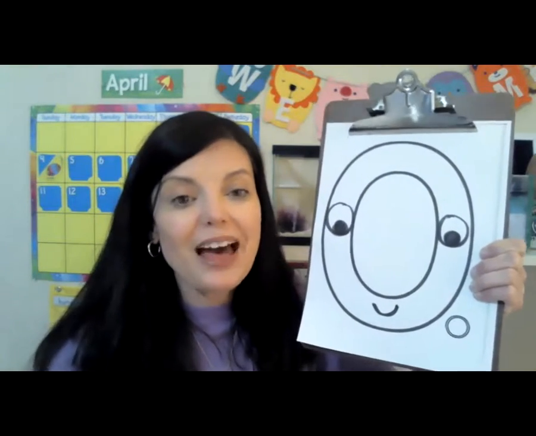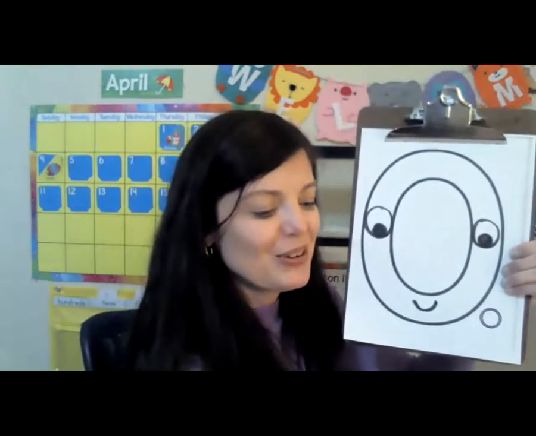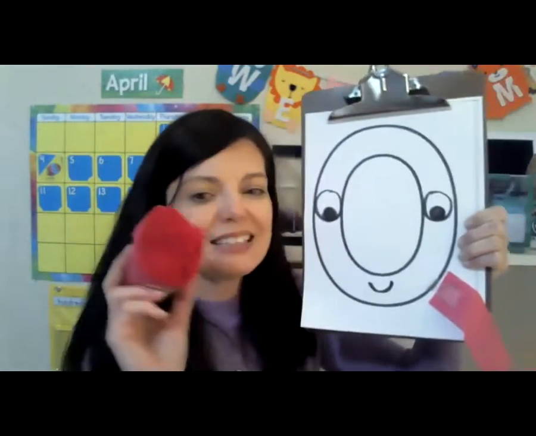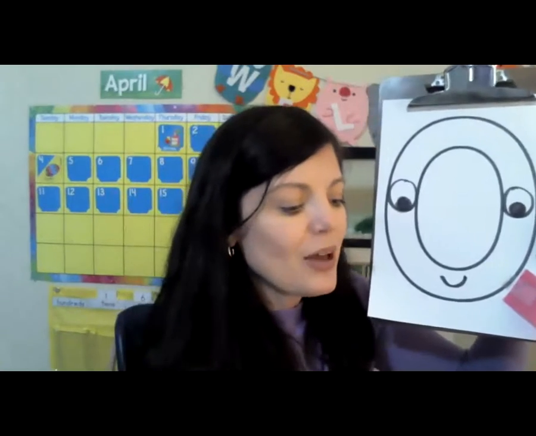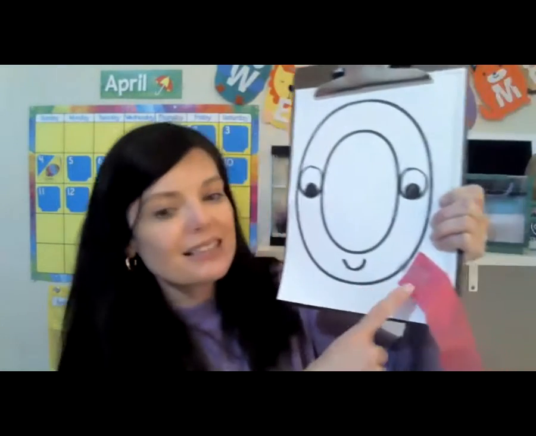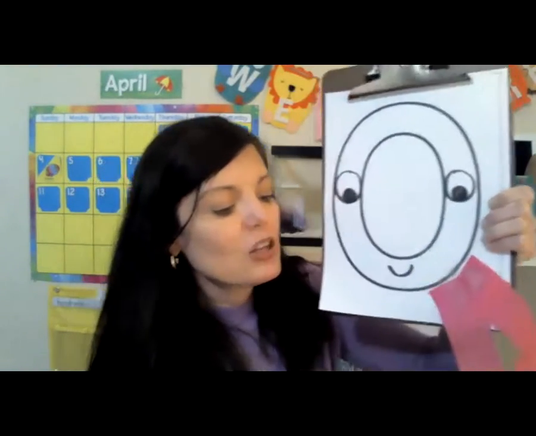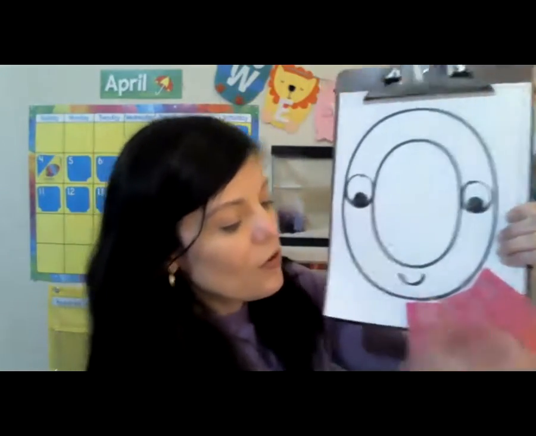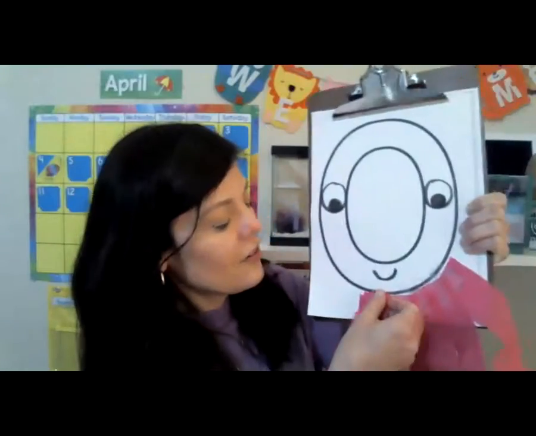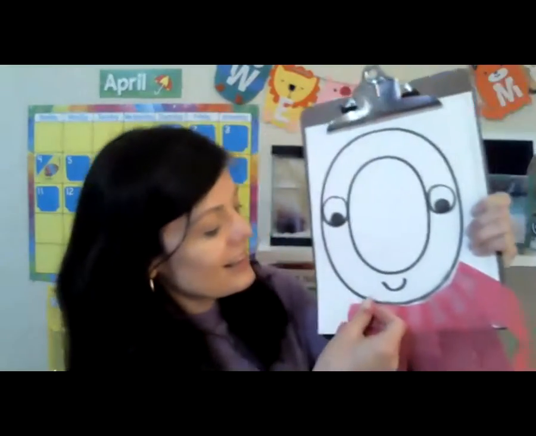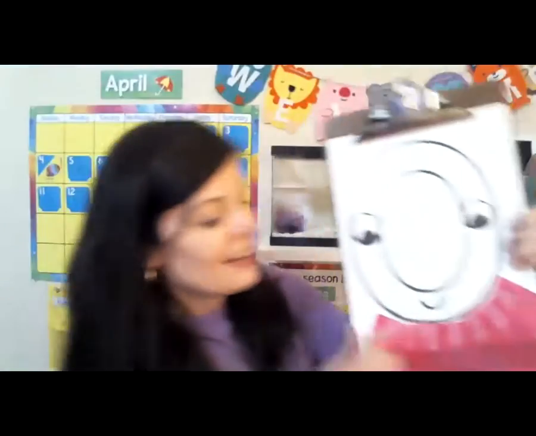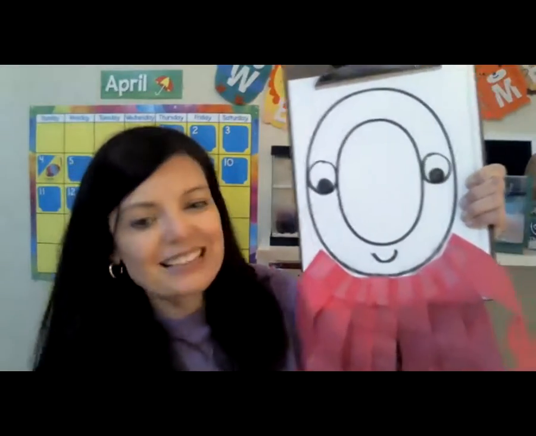How many legs do you have? 2. You have 2 legs, but an octopus has 8 legs. I'm using this. This is streamer. It's what you might use to decorate for a birthday party. Can you help me count the legs that an octopus has? Here's 1, 2, 3, 4, 5, 6, 7, 8. An octopus has 8 legs.